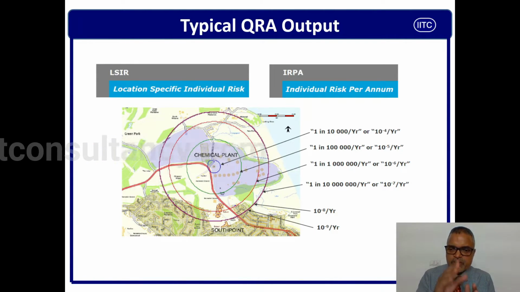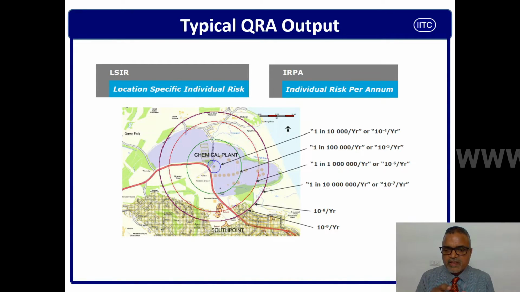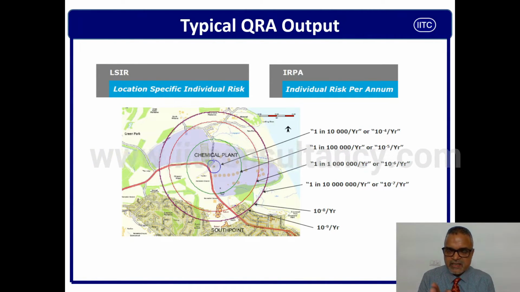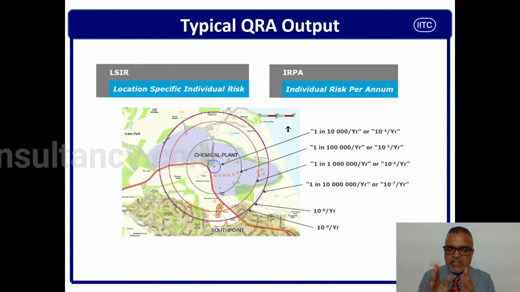The person goes from one location to another, and the risk varies from one location to another, but it is cumulative for 8 hours. That is why the individual risk per annum is not the same as LSIR, because LSIR says that the location specific risk is for 24 hours into 365 days.